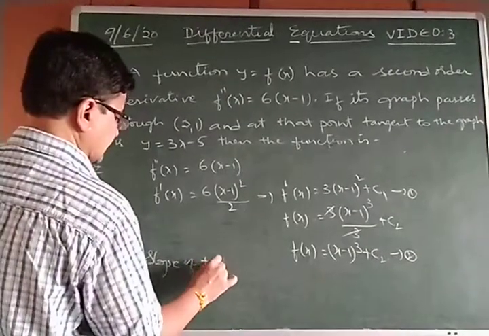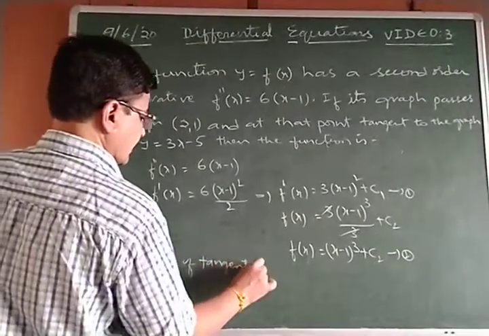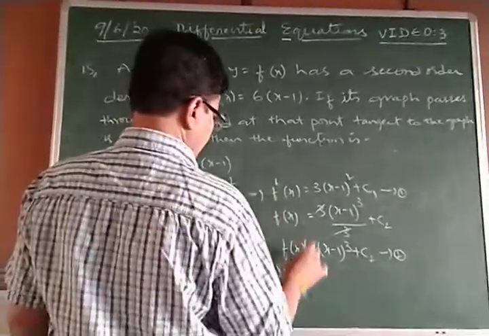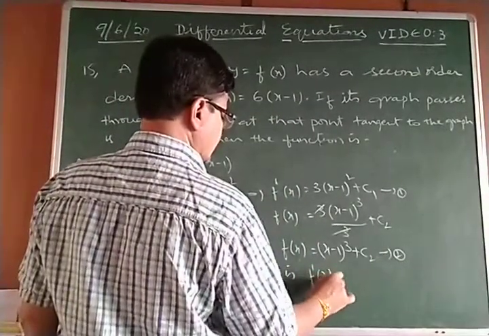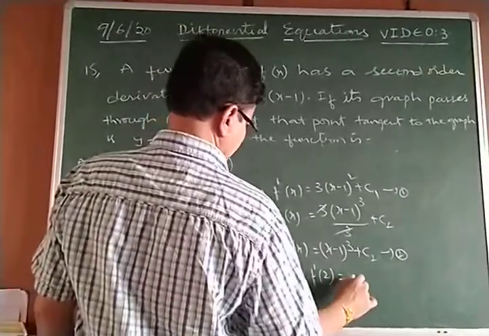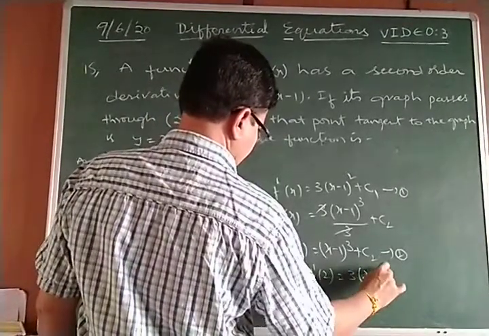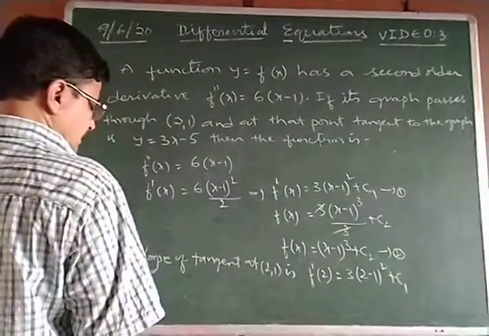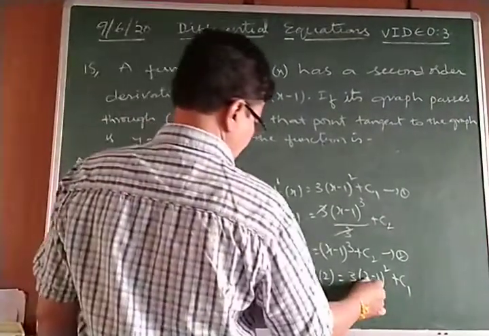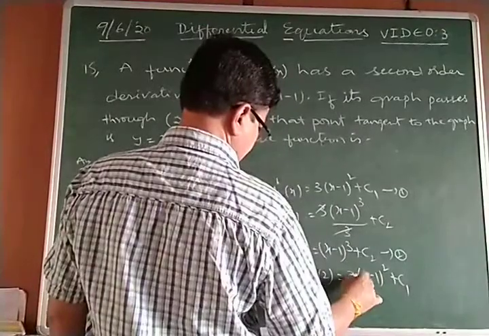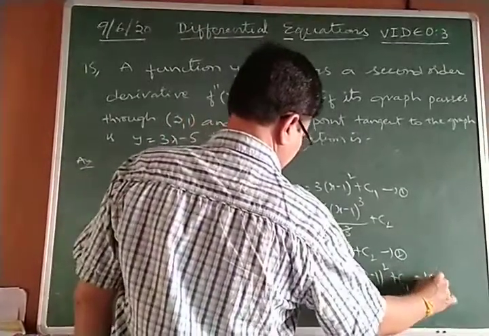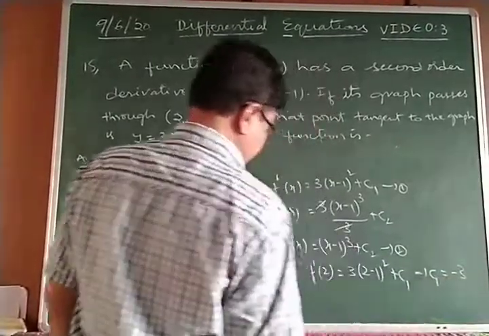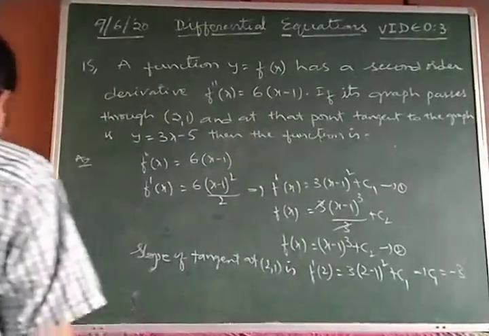Slope of the tangent at (2, 1) is f dash of 2, which is equal to 3 into (2 minus 1) whole square plus c1. That is 2 minus 1 means 1, so 3 plus c1 is equal to 3. So c1 is equal to minus 3.